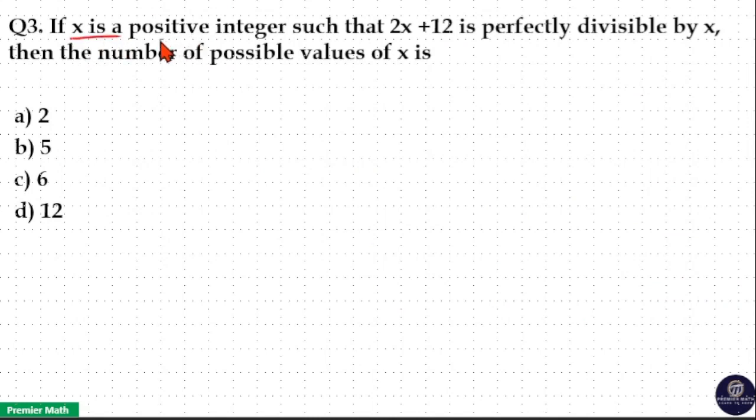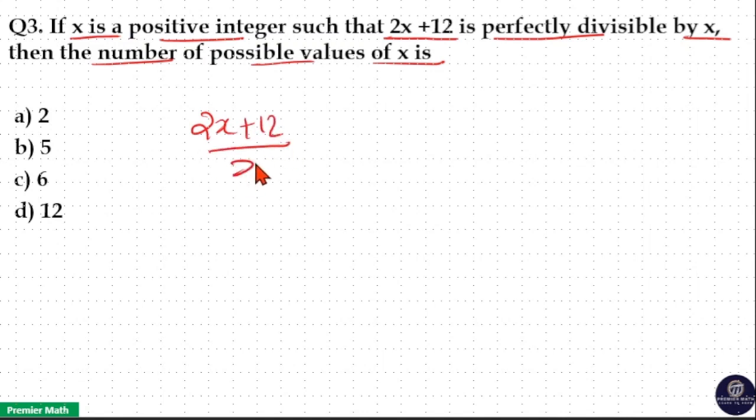If x is a positive integer such that 2x plus 12 is perfectly divisible by x, then the number of possible values of x is. Here 2x plus 12 is perfectly divisible by x means 2x by x is 2, remaining is 12 by x. So 2x plus 12 is perfectly divisible by x means this 12 should be divisible by x. So to find the values of x, just take the factors of 12.